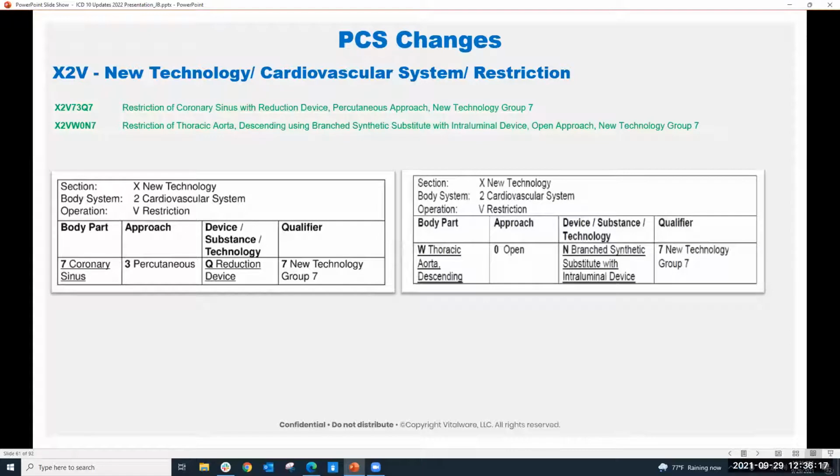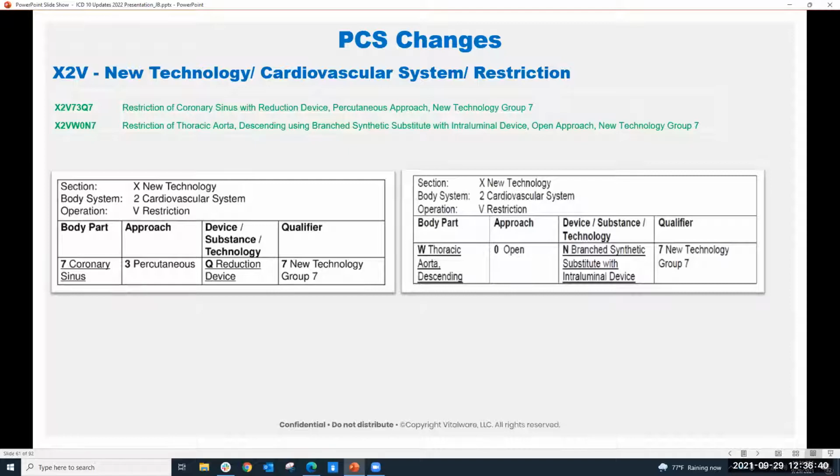So before I go into that, we're looking at table X2V, restricted cardiovascular system. The first table describes the insertion of a reduction device in the coronary sinus for refractory angina. The second table, this code, is actually used for a procedure using a dual purpose medical device.